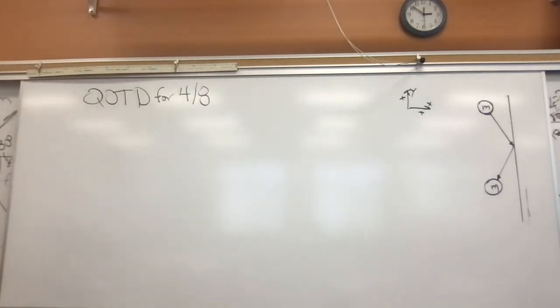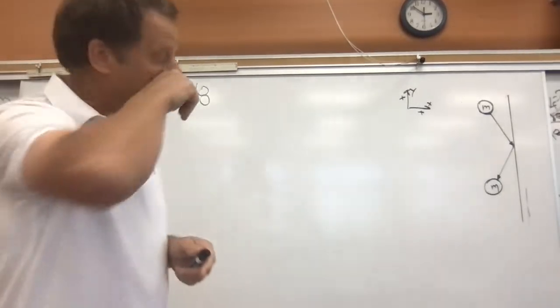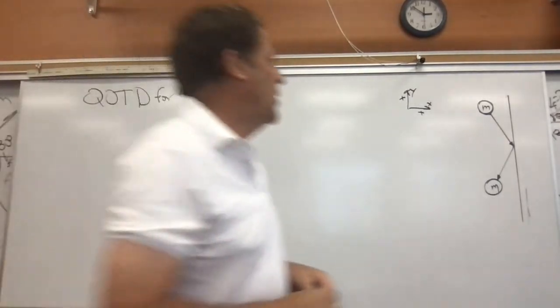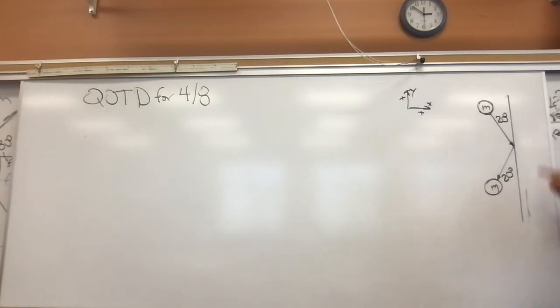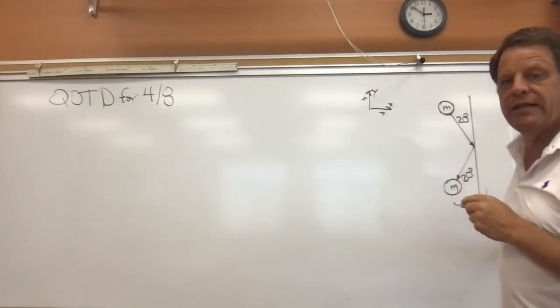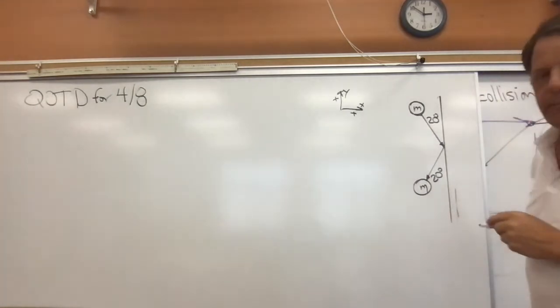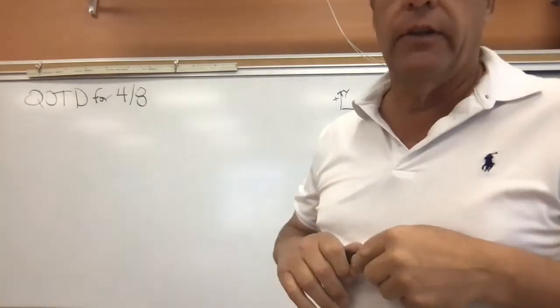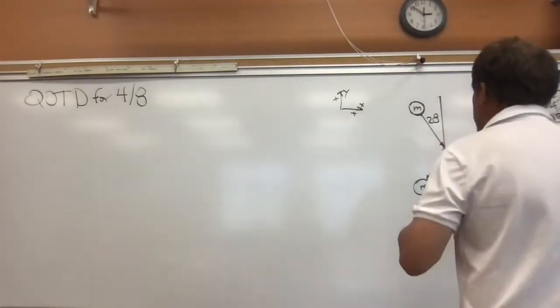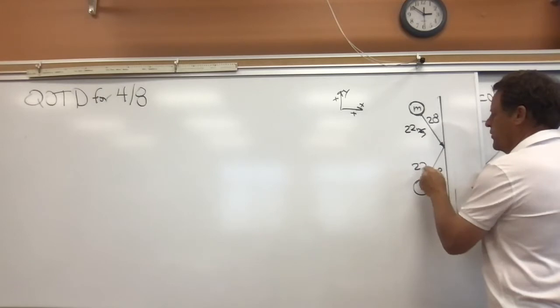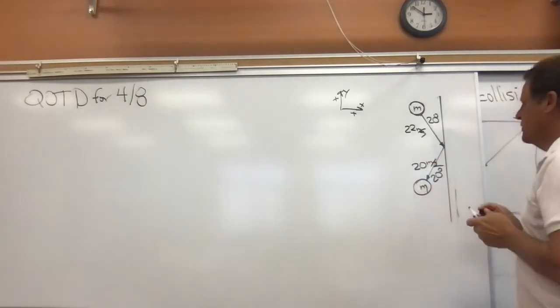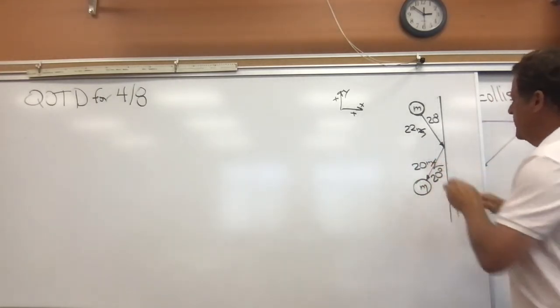What we have in 4-8 is a ball coming in at an angle of 20 degrees, bouncing off and exiting at an angle of 20 degrees. We have a velocity of 22 meters per second, and we're going to have an exit of 22 meters per second.